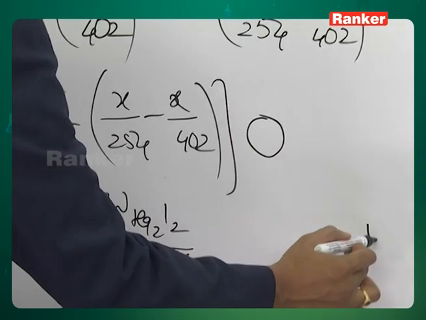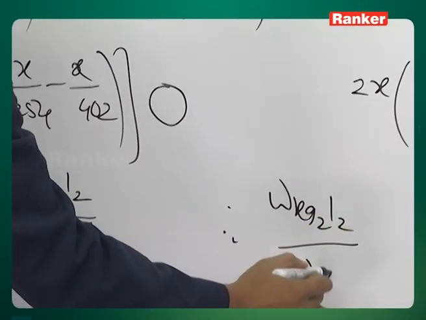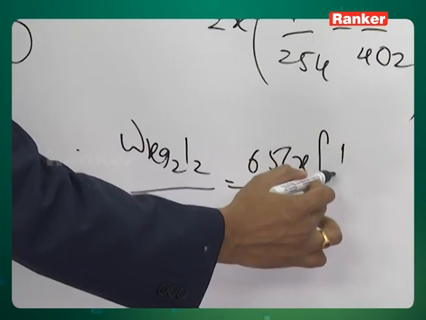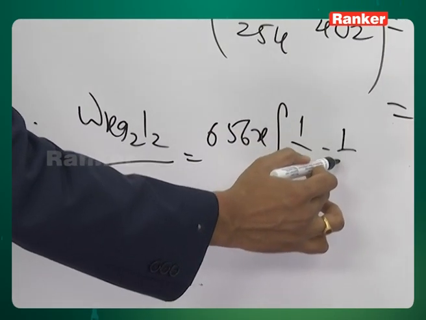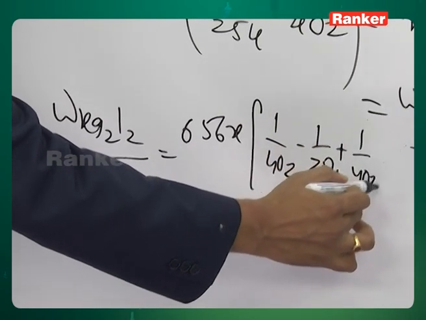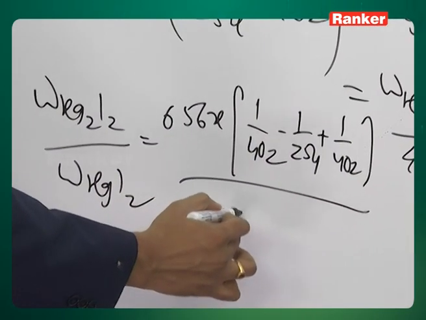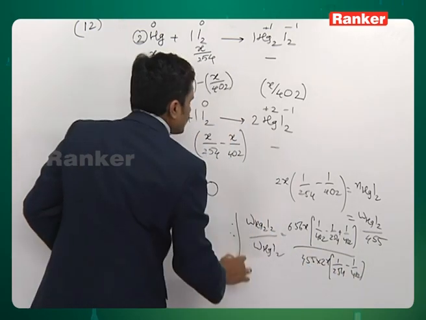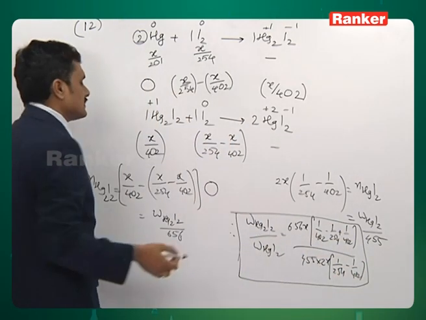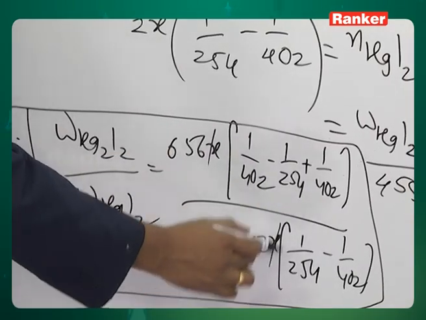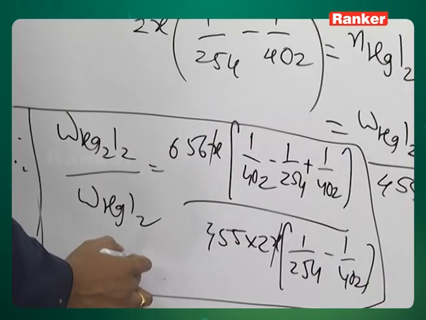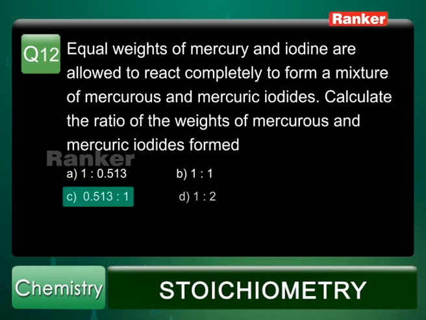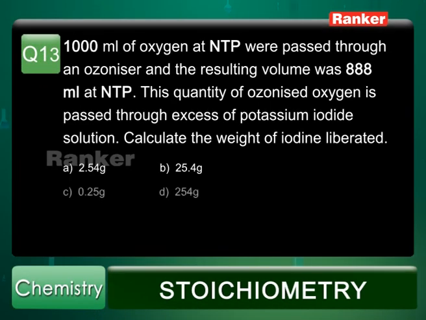Now therefore the weight ratio of mercurous iodide and mercuric iodide in terms of X can be obtained. Now by simplifying this expression we can get the value of this ratio. I mean to say, by simplification of this we will be getting this ratio as 0.513:1 or approximately 2:1.